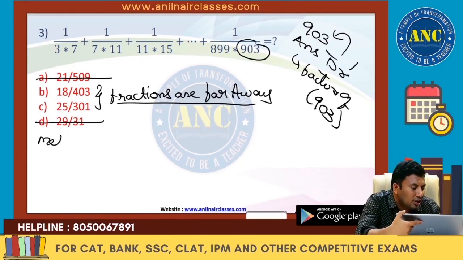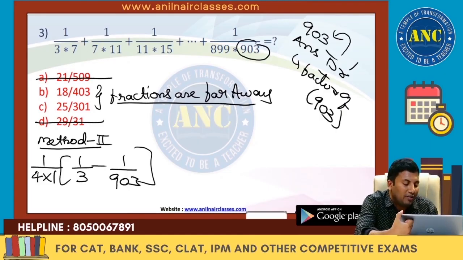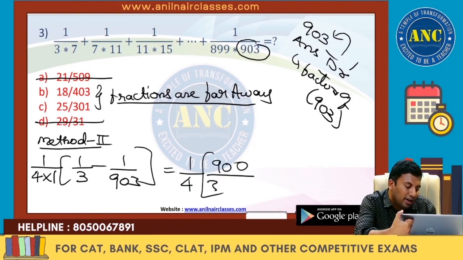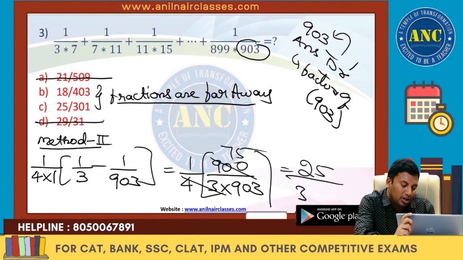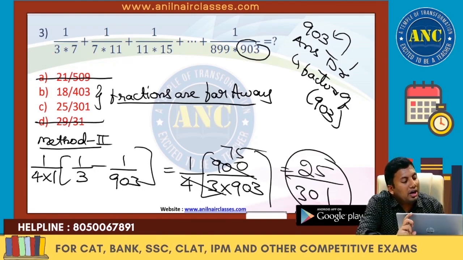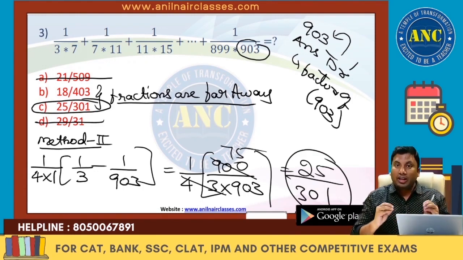Now if I use method 2. What is method 2? Two numerical values are there. Write the first and write the last. 1 by the difference between two consecutive numerical values, 4. Two numerical values will become 1. 1 by 4 into 903 minus 3, 900 divided by 3 into 903, 12. 75 by 903, which is 25 by 301. According to method 2, 25 by 301 is the right answer. Are you all with me?